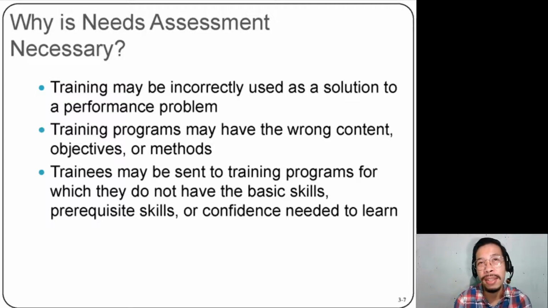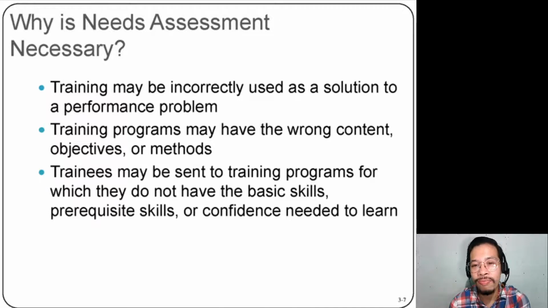So it's a whole 360 degrees. Another reason why needs assessment is important is because training programs may have the wrong content, objectives, or methods, right? So we'll be giving a training that is not in line with the methods and the content of what the agents would want, or based on their needs, right?